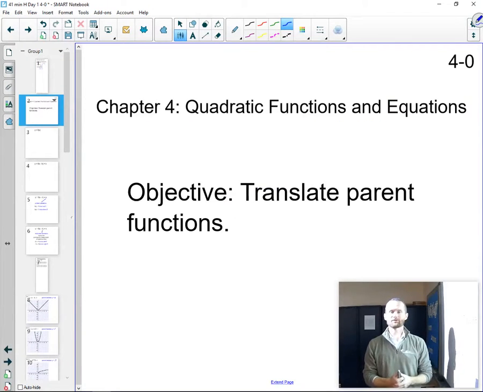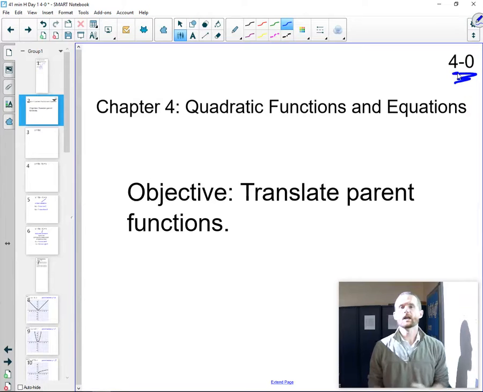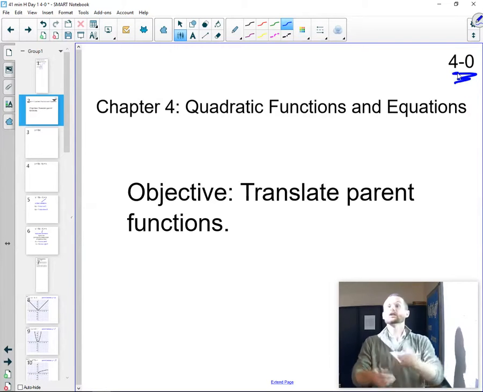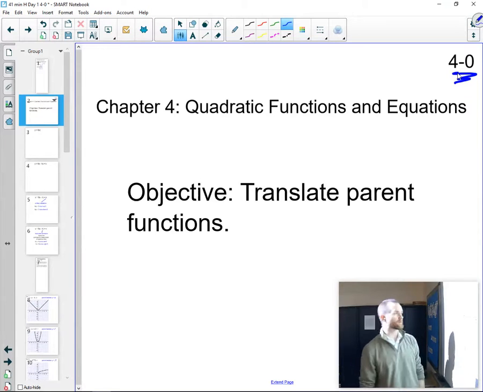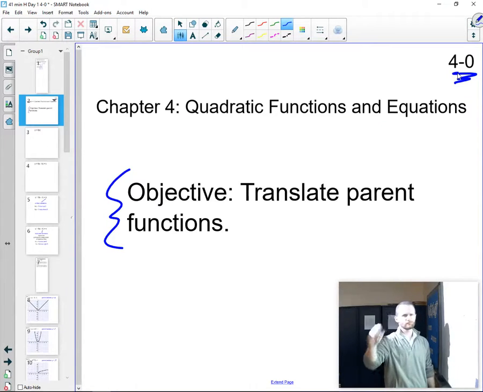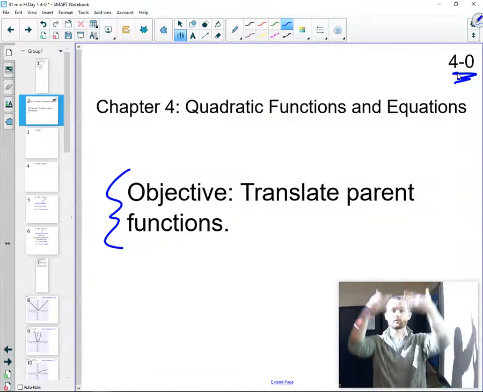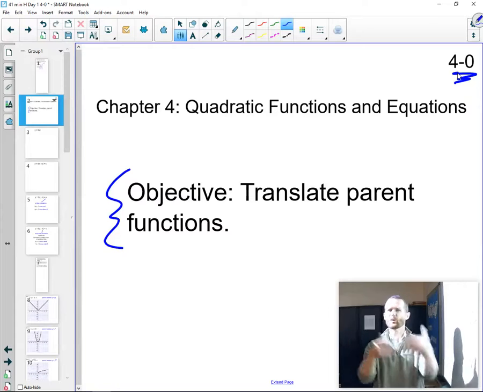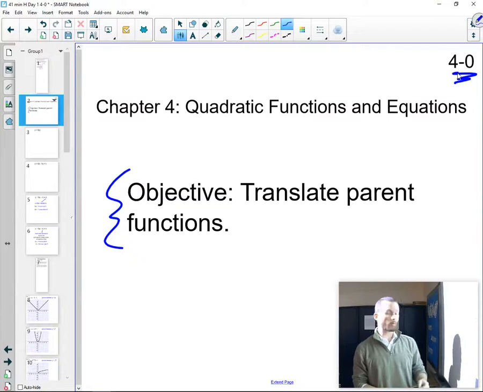what they are. So chapter 4 is all about quadratic functions and equations, and we're doing 4-0. This section we're going to cover today is actually not in our book. It's sort of a preliminary section that I think will be helpful as we go through this chapter and subsequent chapters. But anyways, after today we should be able to translate parent functions. So today we're going to be doing translations, which hopefully you remember from geometry, where we take something and we move it vertically or horizontally, or we could do both at the same time and end up with a diagonal translation. But that's what we're going to be doing.